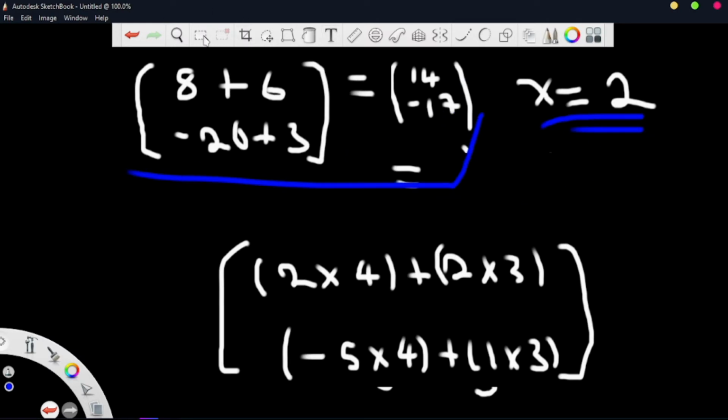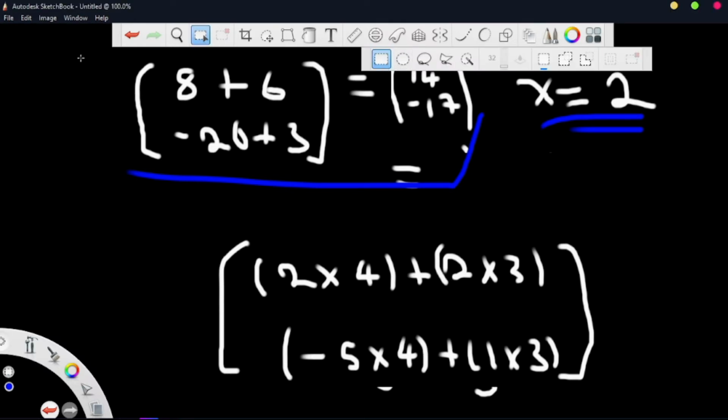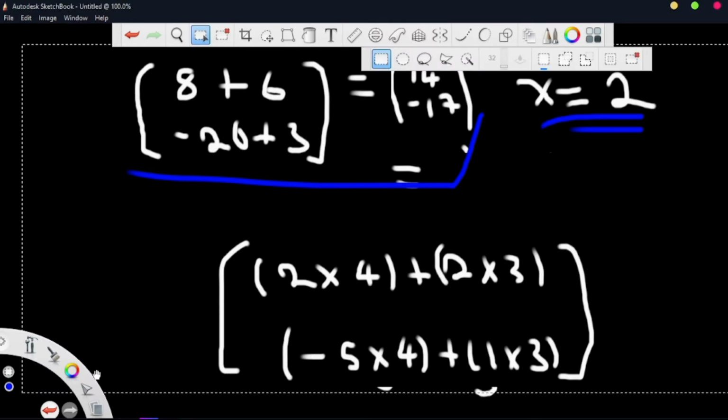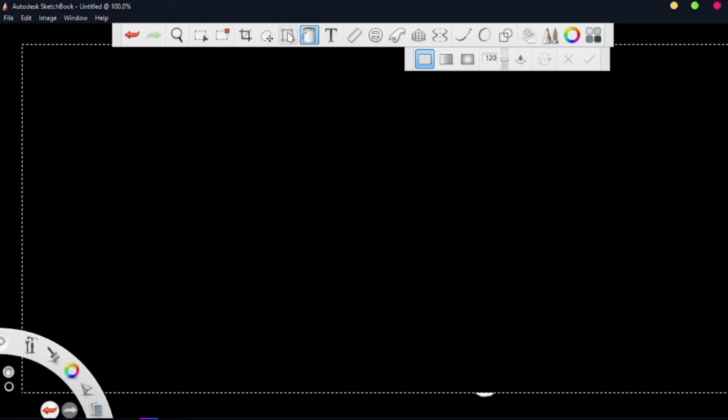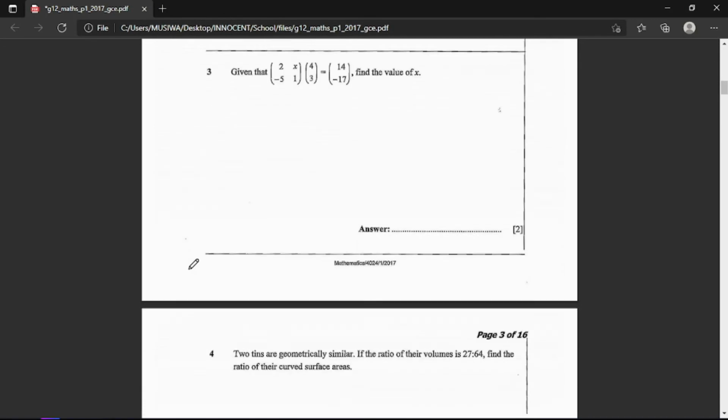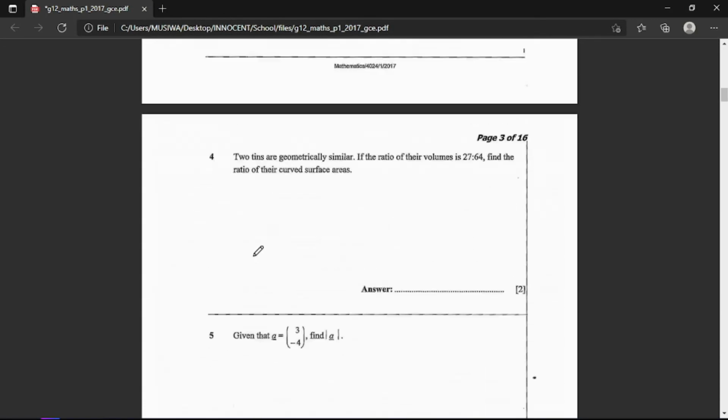You don't have to show the proving part. That's just if you want to check. But if you're in an exam, you're not given that time to start going through if all your answers are correct, so I'd rather skip that. So let's go to the next question.